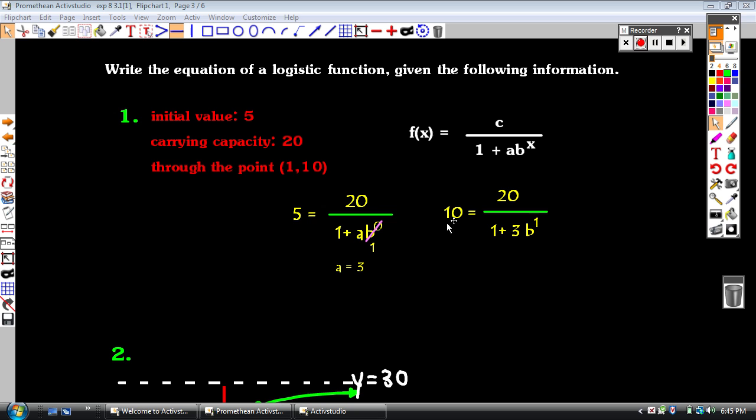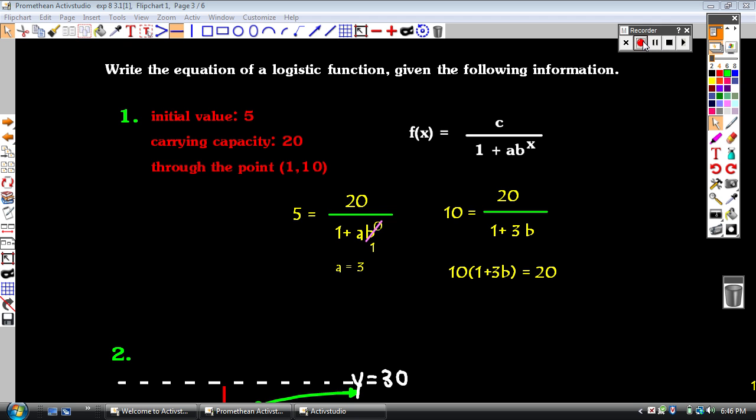So now what I did was I plugged in 10 for my f of x. I'm using the point that they gave us. I still have 20 for my c. 1 plus, we solved for a and we found a equals 3, times b, and I plugged in 1 for x from the point that they gave us. Well, now I have 3b. b to the first power is just b. So really, I don't need to write the exponent 1. So I have 10 equals 20 over 1 plus 3b. So let's go ahead and solve for b.